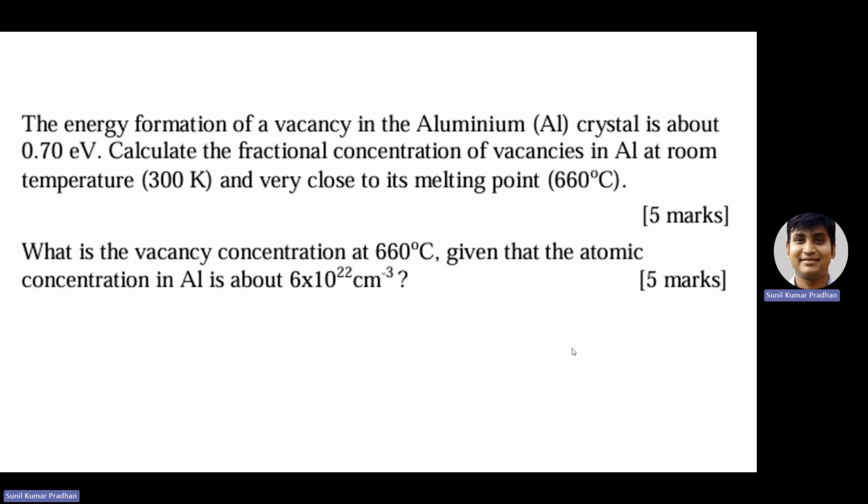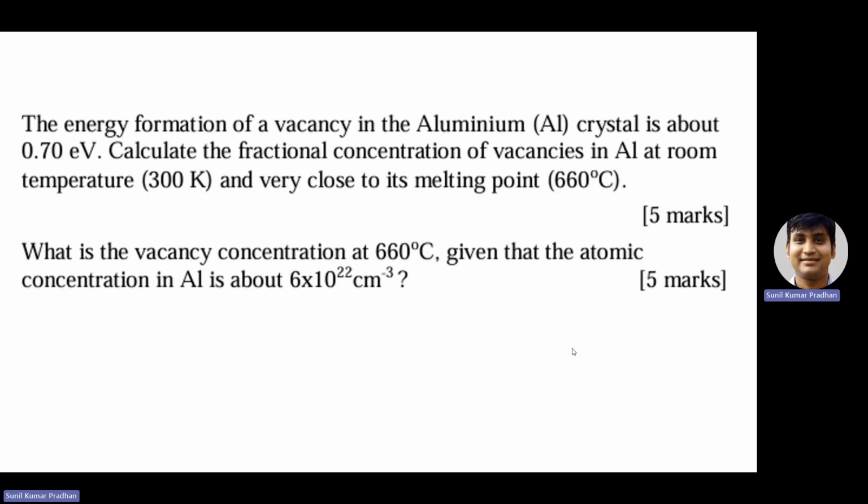In this session, we're going to discuss some questions and solutions on electronic materials and devices. Let's see the first question. The energy of formation of a vacancy in the aluminum crystal is about 0.70 electron volt. Calculate the fractional concentration of vacancies in aluminum at room temperature, that is at 300 Kelvin, and very close to its melting point, 660 degrees centigrade.